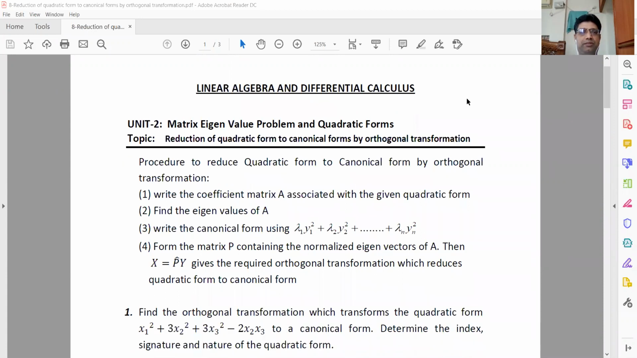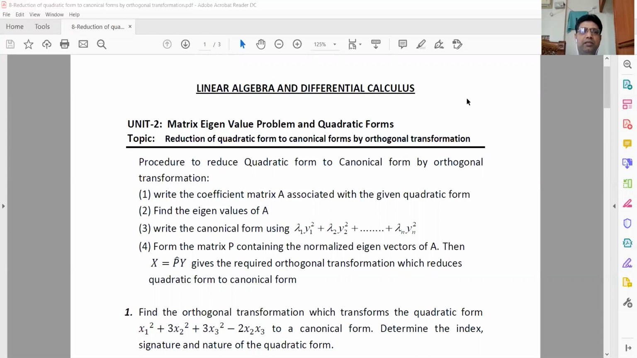In the last session, we have seen what is meant by orthogonal transformation. We have seen already what is transformation followed by orthogonal transformation. Transformation is nothing but if I take y equals Ax, we are transforming x with the help of the matrix A to y. Whenever that matrix A is an orthogonal matrix, we say that it is an orthogonal transformation.